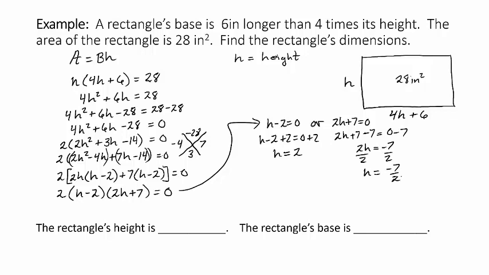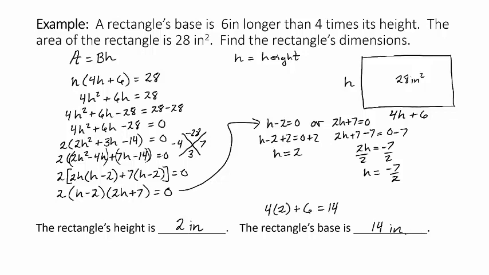Now, can the dimensions of a rectangle be negative? I'm going to go with h is equal to 2, right? So if h is equal to 2, what are the units? So it looks like we're in inches, right? The area is in inches squared. And so h is 2 inches, right? And if h is 2 inches, what is the base? So we've got 4h plus 6, right? So if h is 2, we have 4 times 2 plus 6. 8 and 6 is 14, okay? So the rectangle's base is 14 inches long.